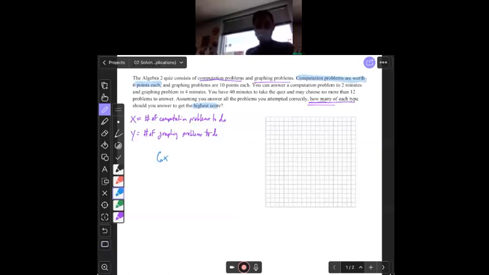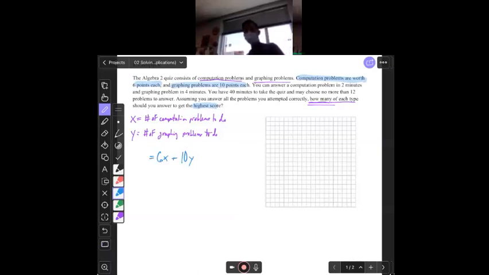And then the graphing problems are worth 10 each. So again, that word each means to multiply. Well, how many graphing problems am I going to do? Don't know yet. That's why it's called y. So 10y. So 10 times y. Well, if I take all the points from my computation problems and I take all the points from my graphing problems, I would add them, and then that would give me my total score.